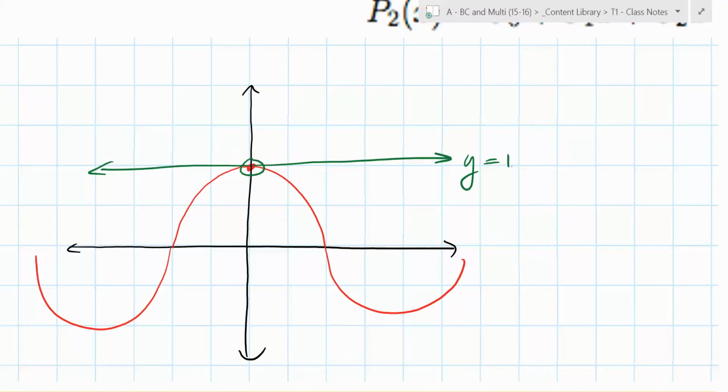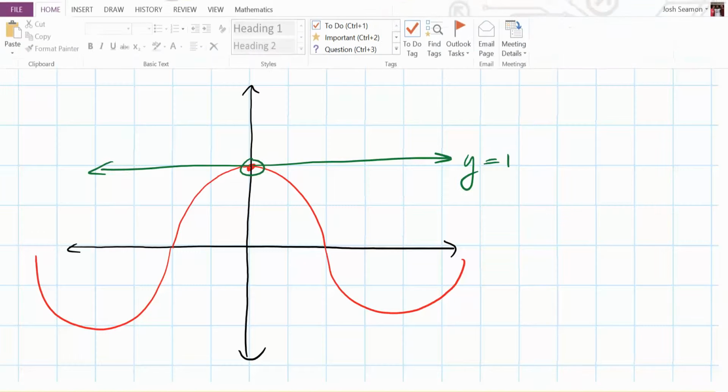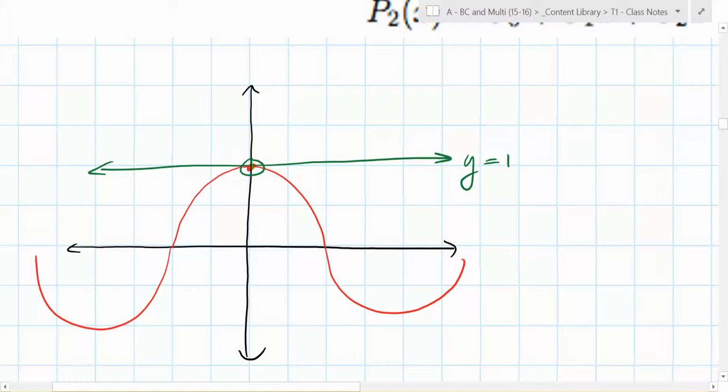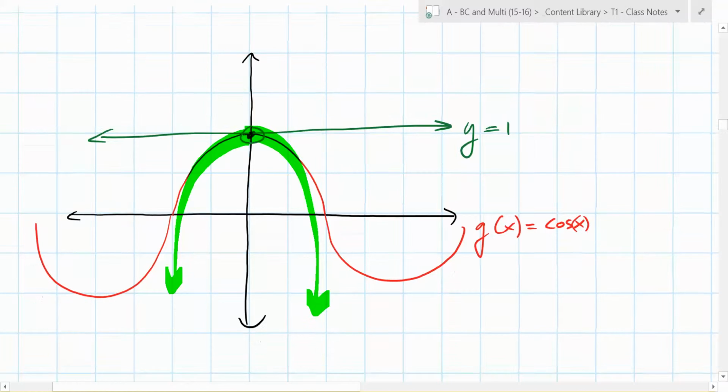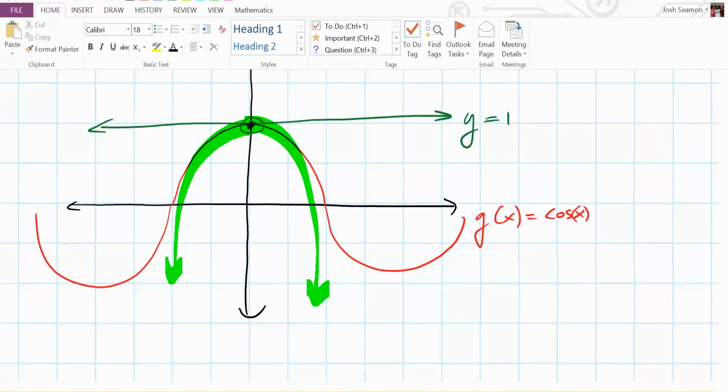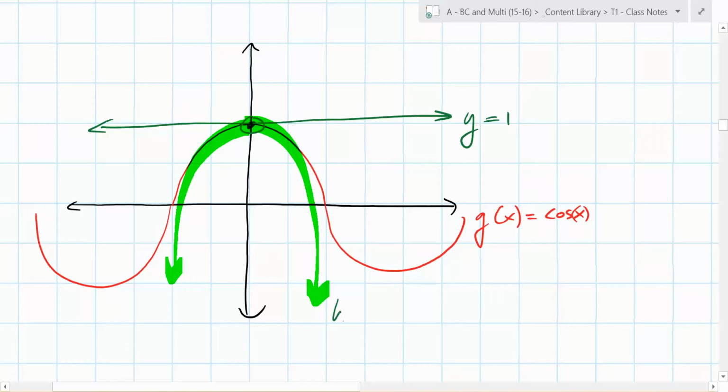What we're looking for now is a quadratic of best fit. So what's that quadratic roughly going to look like? Is it going to face up or down? Down. So we're looking for a quadratic that might look something like this. If this is cosine of x, so g of x is cosine of x, let's call this green one here some quadratic. We'll call it h of x.